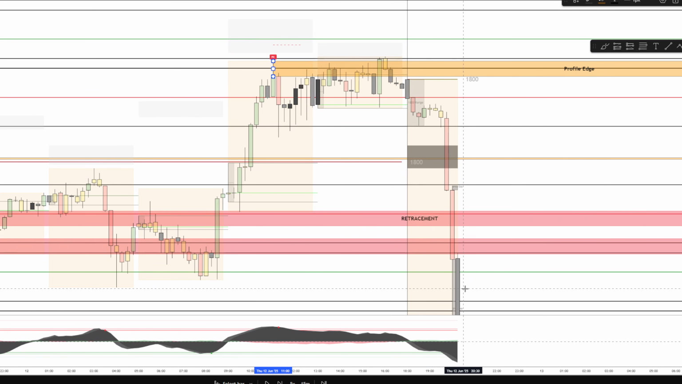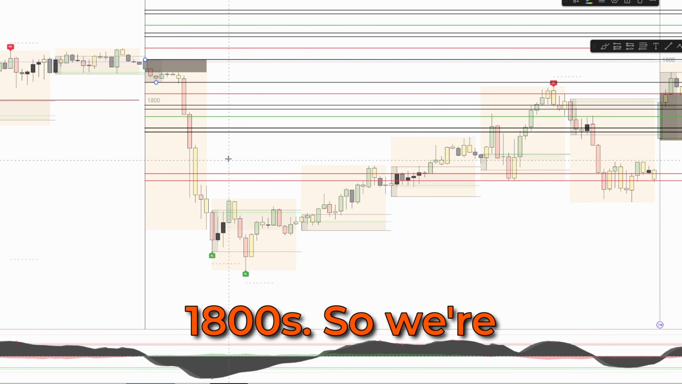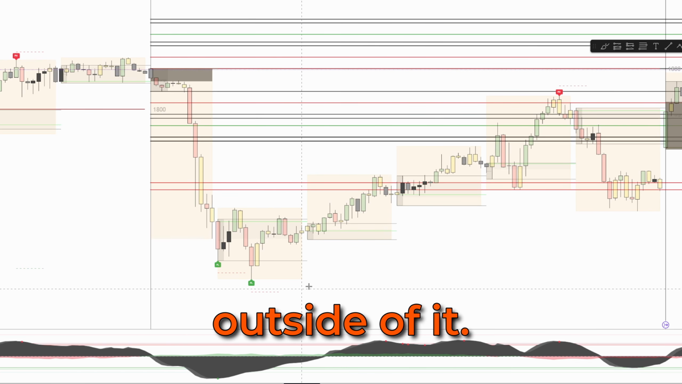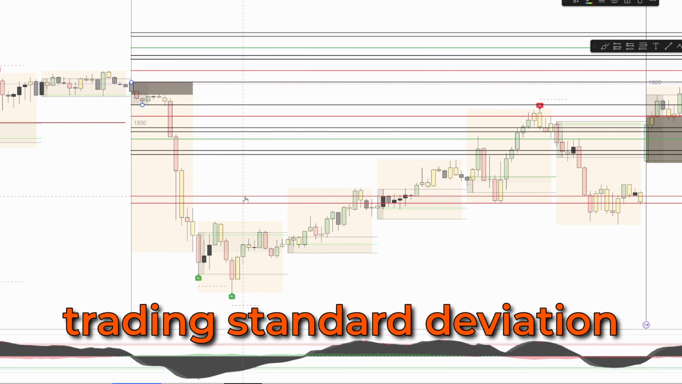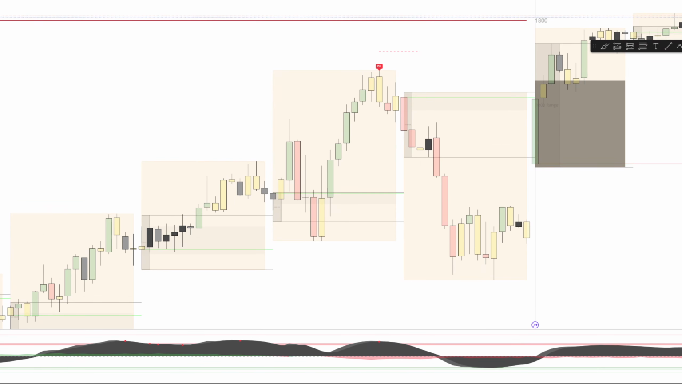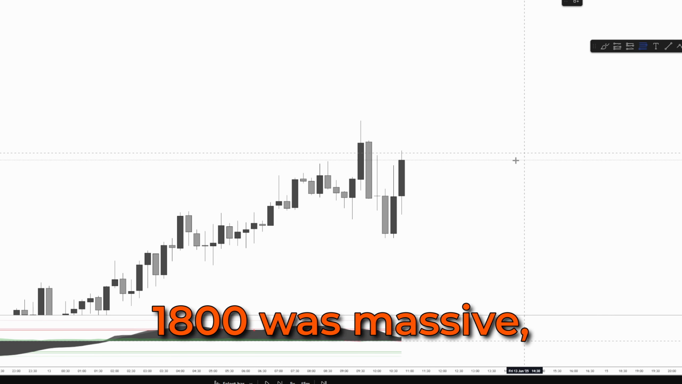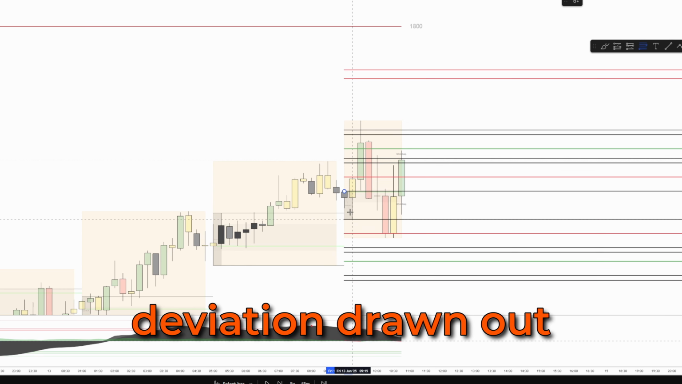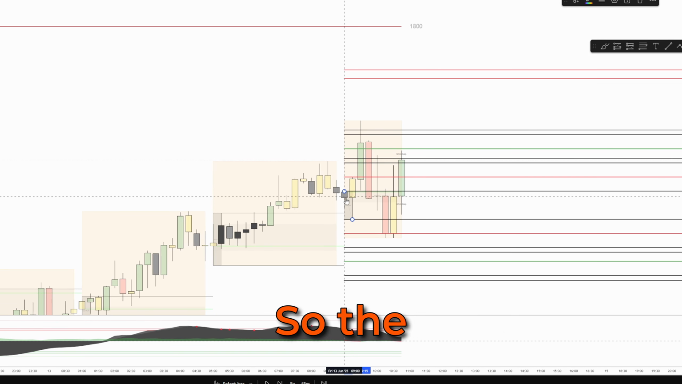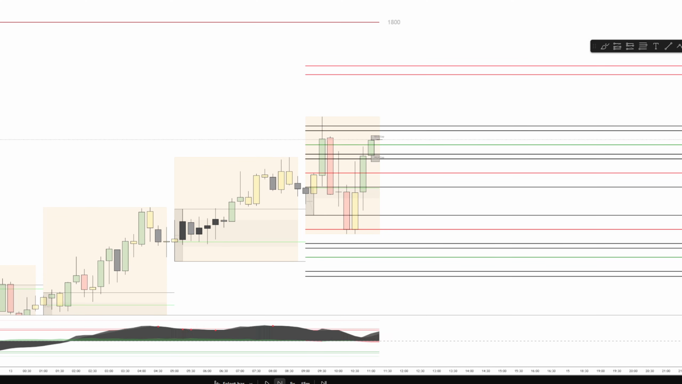There we go. We can definitely see that this 1800 profile is a little bit larger than most of the other 1800s. So we're not going to specifically be trading the standard deviation that we're going to be getting from this if we're outside of it. But a very simple way that we can be trading standard deviation still is by trading the MCR itself. So if we have a situation like this specific day where the 1800 was massive, we could have the standard deviation drawn out from the MCR created at the start of this profile. So the first 22 minutes, and then we can wait for the Markov indicator.